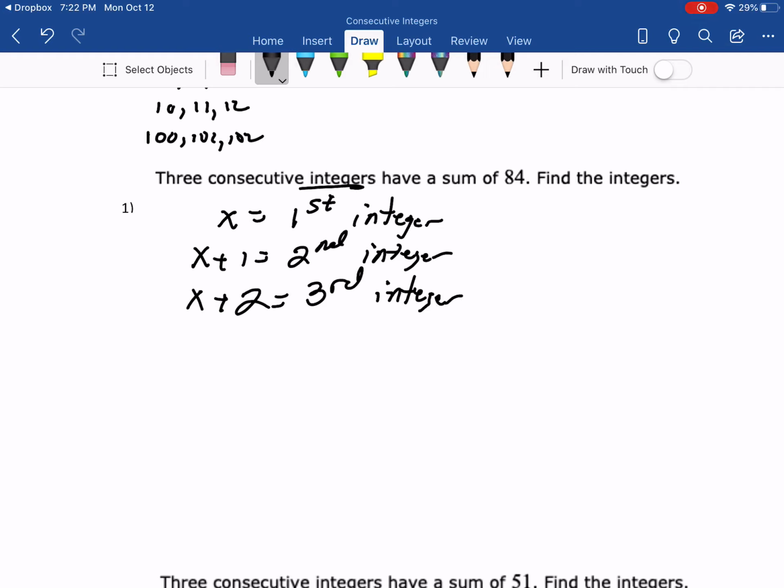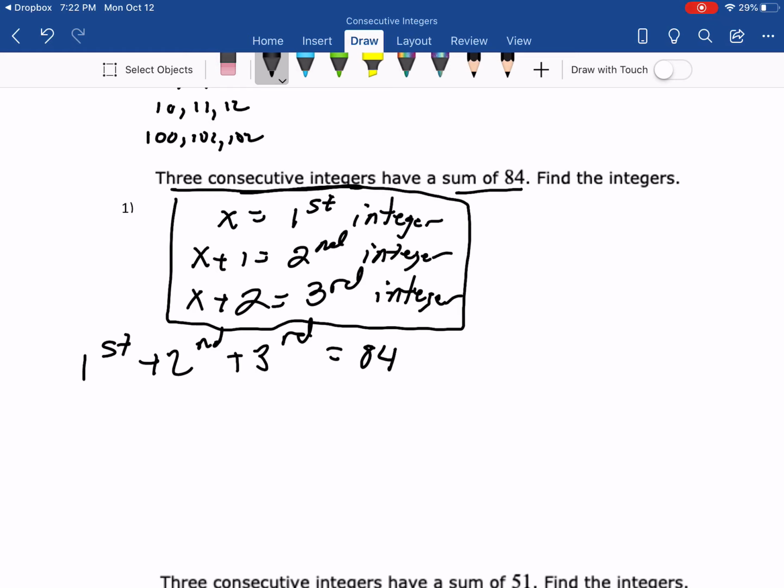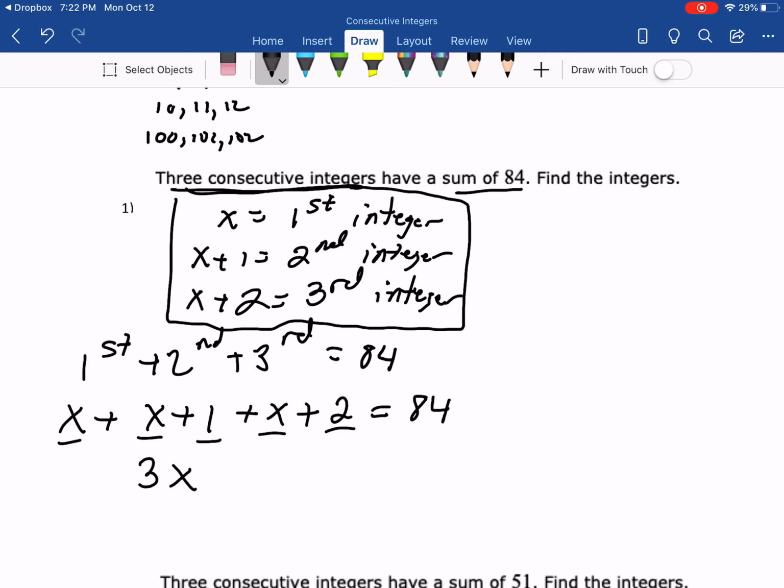So the 3 consecutive integers have a sum of 84. That means first plus second plus the third has to add to 84. So let's put in what we wrote on top to solve an equation that'll give us our solutions. The first integer, x, plus the second one, x plus 1, plus the third one, x plus 2, equals 84. Combining like terms, we have 3 x's, so 3x, and then a 2 and a 1, so plus 3 equals 84.